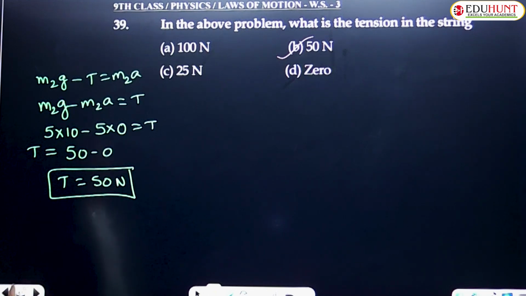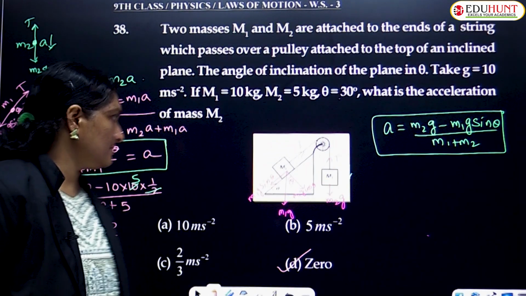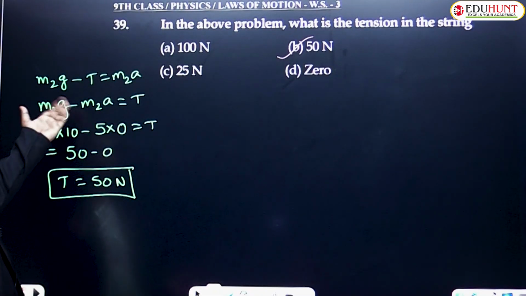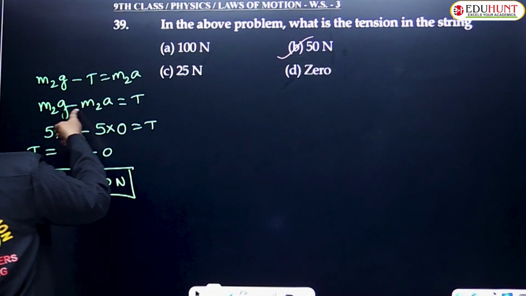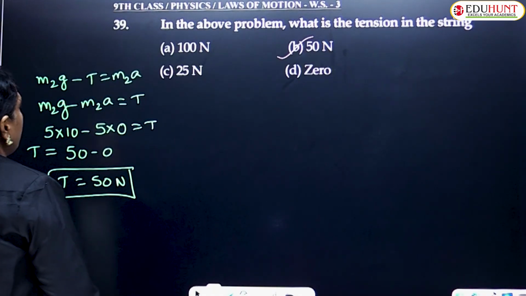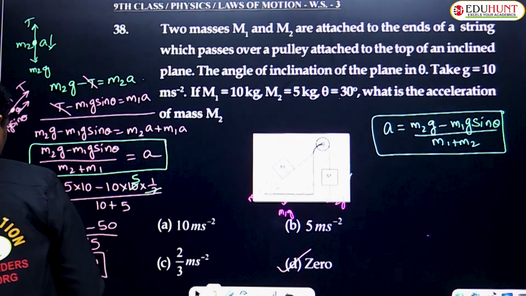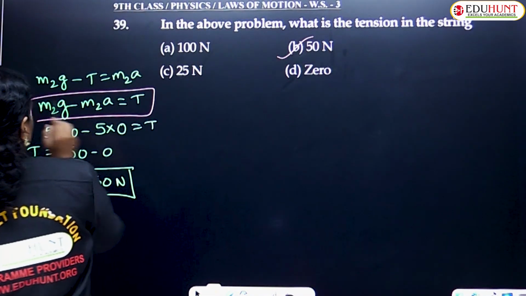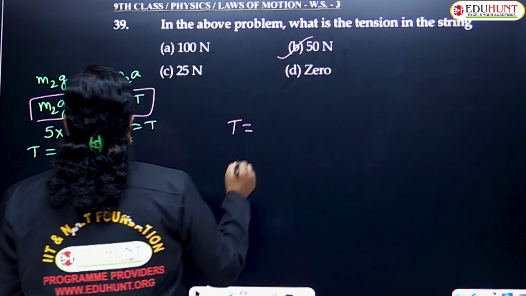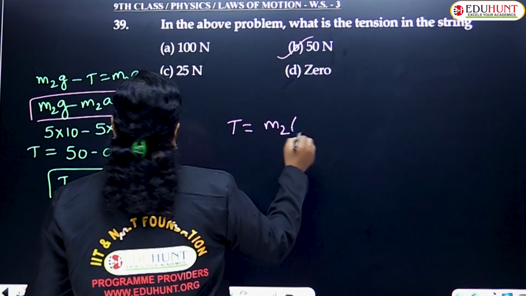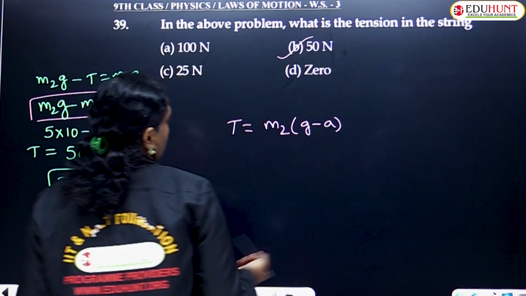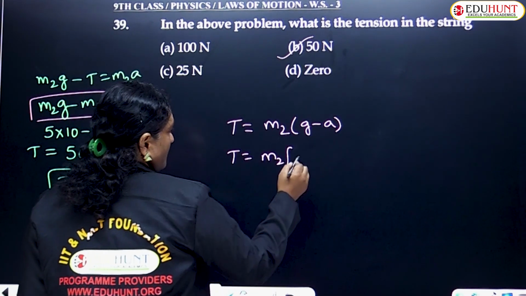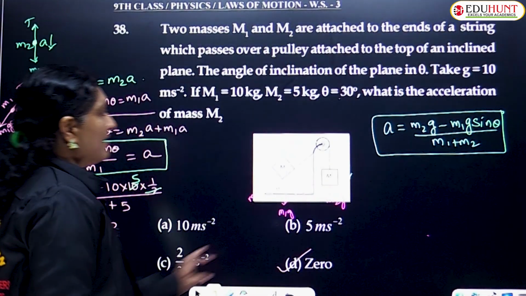Children, earlier we found the value of acceleration, let us also try to find the value of tension. From the same equation, the value of T is m2g minus m2a, which can also be written as T equals m2 times, taking common, g minus a. After substituting the value of a, g minus what was the value of A?